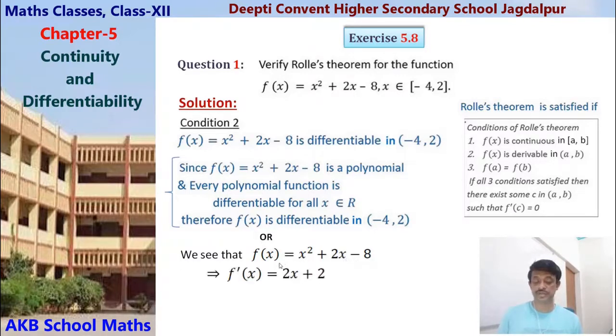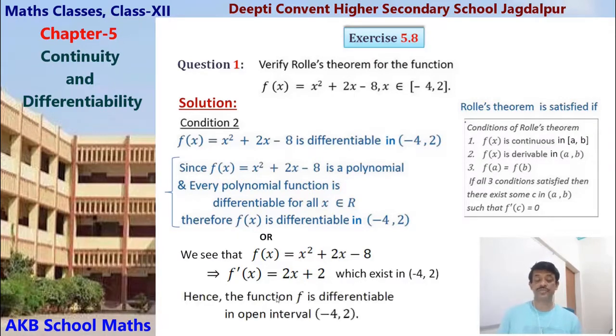So differentiate it. f'(x) = 2x + 2. 2x + 2 exists for all values between -4 and 2, that is, the derivative exists, so it is differentiable. Hence the function is differentiable in the open interval (-4, 2). So the second condition is also satisfied.